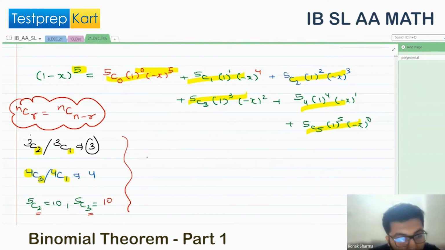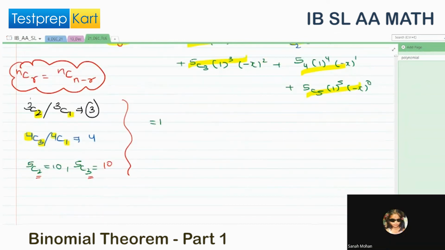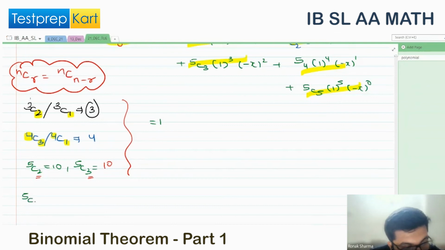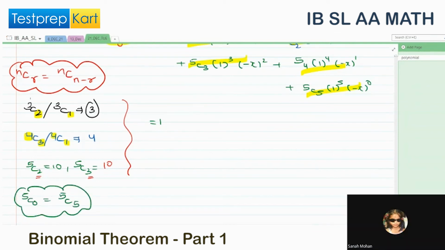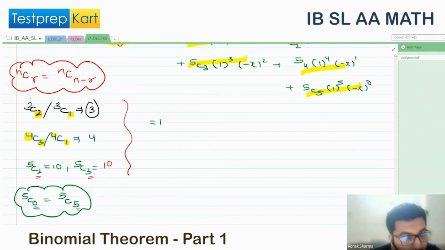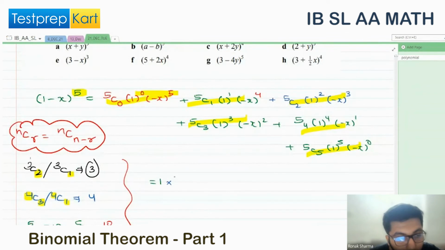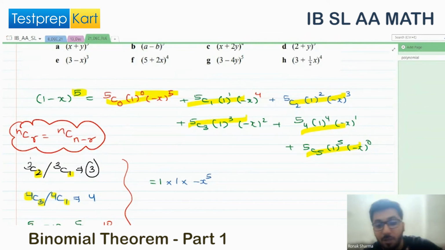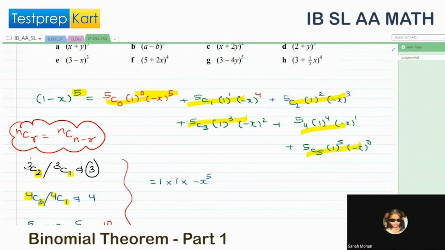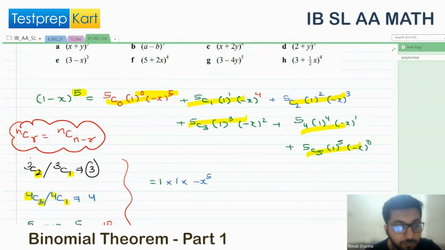So why am I telling that? See, 5C0, you know that 5C0 will be 1. Now 5C0 will be equal to 5C5. Yes or no? Because 0 plus 5 is what? 5. Okay, so you need to see that thing. So 1, then x power 0 is 1, minus x power 5 will be what? Minus x power 5. Yes or no? Because the negative sign comes out when we have the odd power.